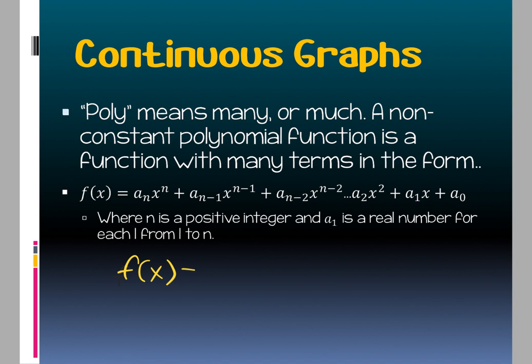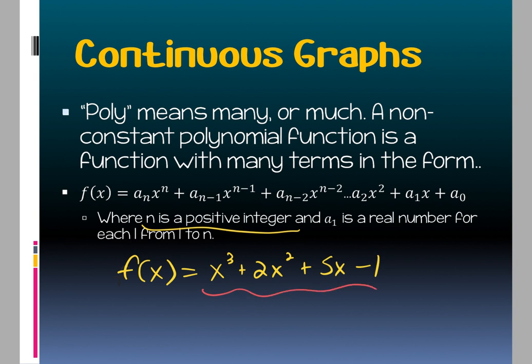A couple things from here. One is n has to be a positive integer, so all of these exponents would be positive integers. A sub 1 is a real number, which means these are all real numbers. There's no i's in here. And the highest exponent is our n. It doesn't have to be in order. If it's not in order, you would rearrange it so it is in order. But then the highest exponent is your n, and this is called the degree of the polynomial, which we're going to get to in a little bit.